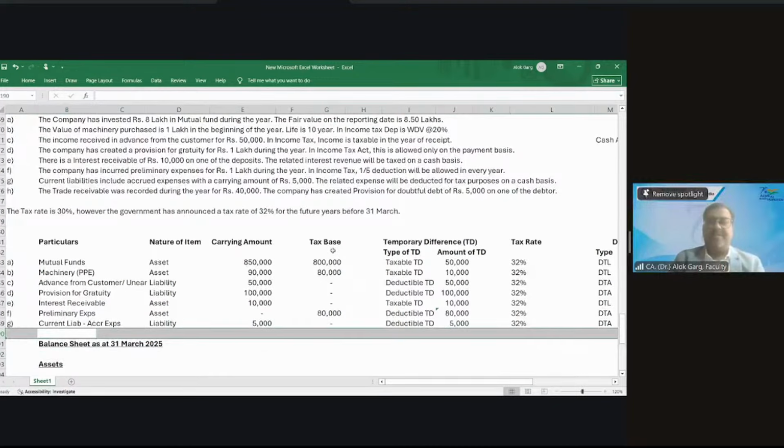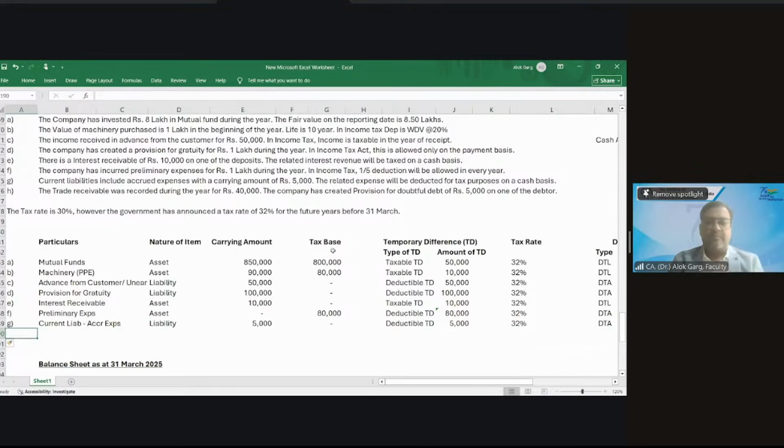Yes, trade receivable. What is my trade receivable nature? Asset. What is my carrying amount? Can you tell me quickly? It will be 35,000: 40,000 minus 5,000, net of provision for doubtful debt, right? And what is my tax base? 40,000, because income tax does not recognize provision for doubtful debt.